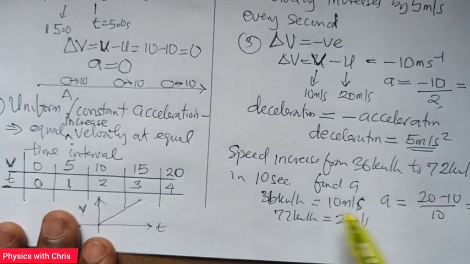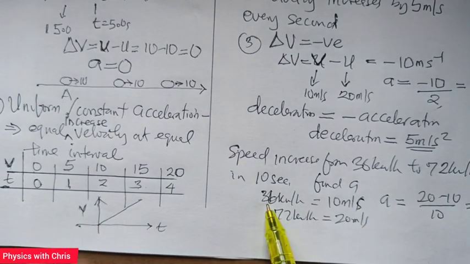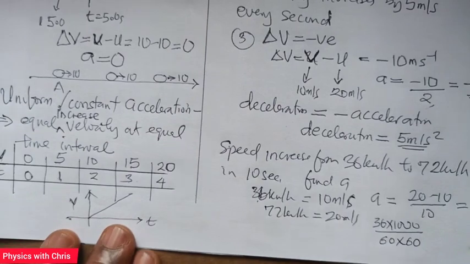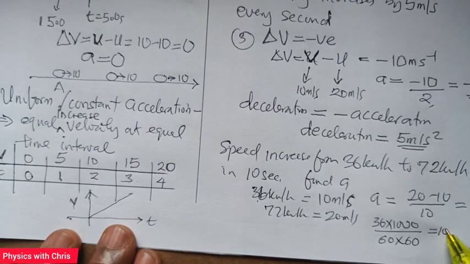Of course, you'll be able to convert 36 km per hour. Multiply this by 1000: 36 times 1000 divided by 60 times 60. This is how we convert kilometers per hour to meters per second. That will give you 10 meters per second.